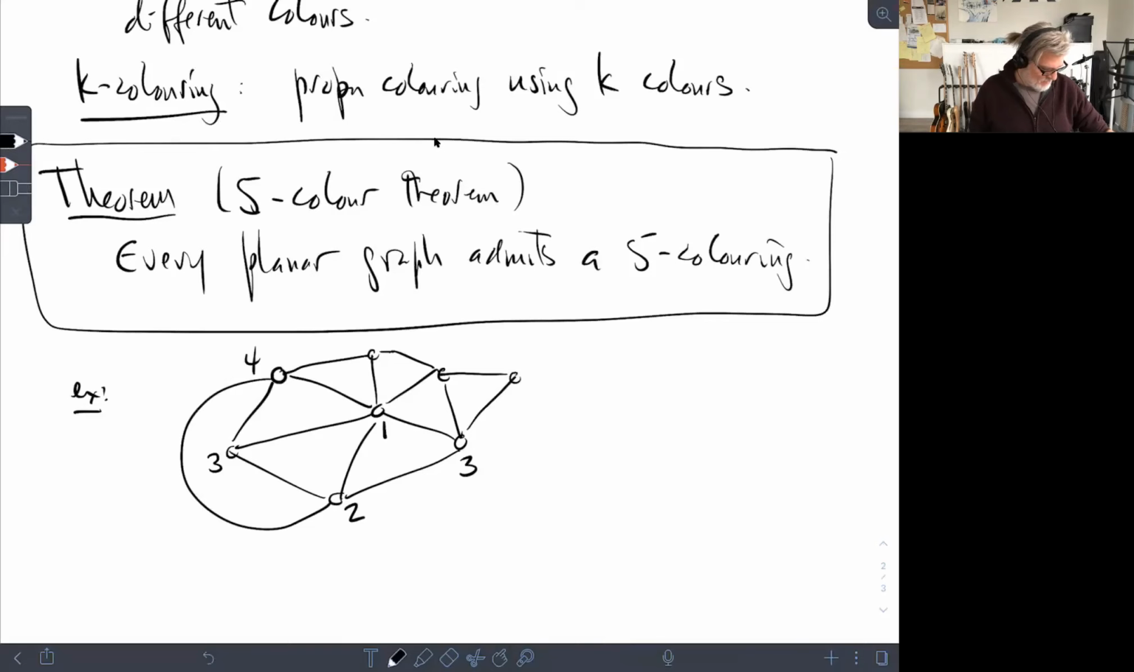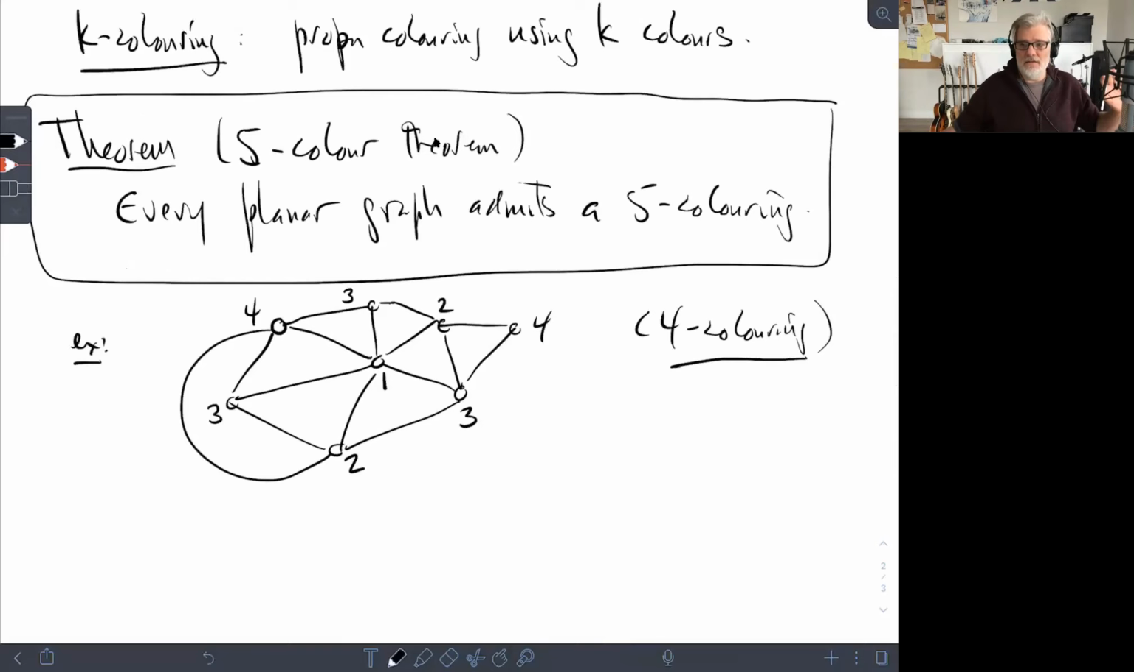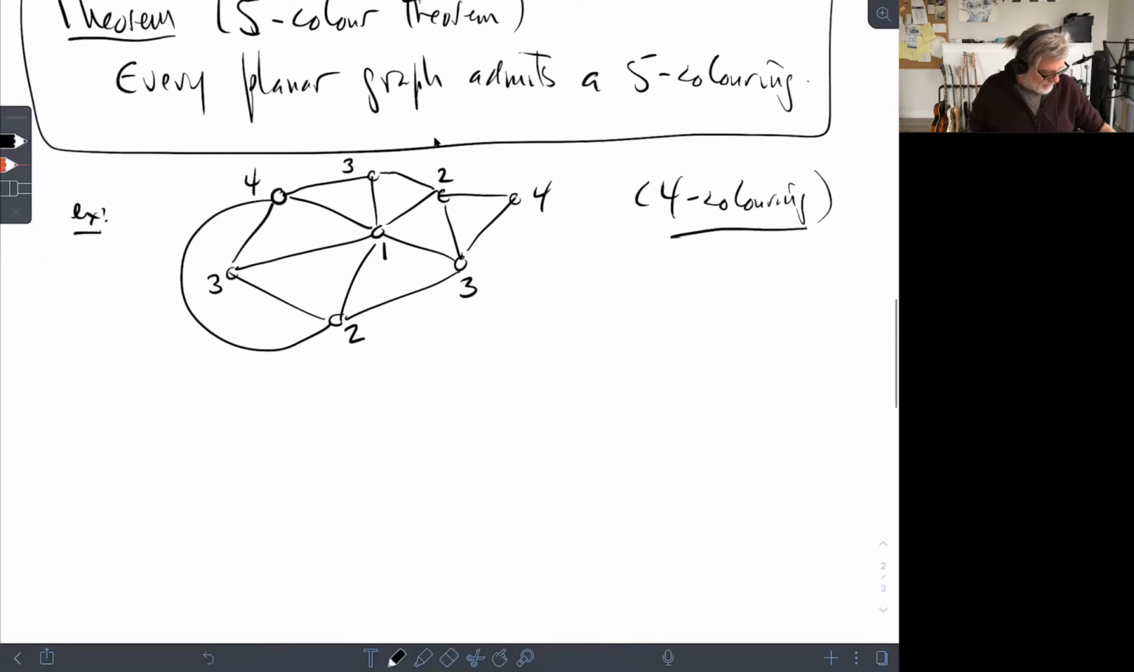Let's say I use 3 here, 2 here, and 4 here. That's okay, right? So this is actually a 4 coloring, right? Okay. So again, you can always do it with 4, but I'm going to prove you can always do it with 5, okay? Because 4 is much harder. Okay, so let's see. Here's the proof. It's not very long. It's going to take me about 15 minutes to do it, but to explain it slowly, okay?